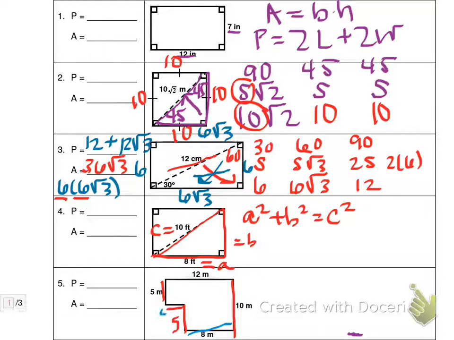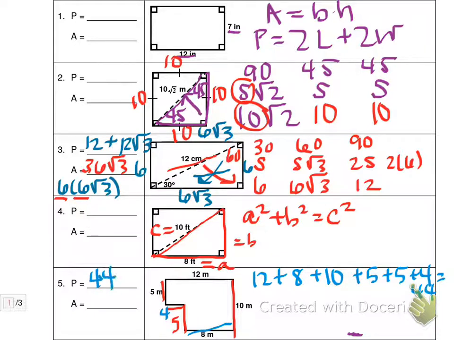What do I have left? I have 4. So when I add those all up, I get 44. Adding up all my sides is my perimeter. So 12 plus 8 is 20, 30, 35, plus 40, plus 4 is 44 for my perimeter.